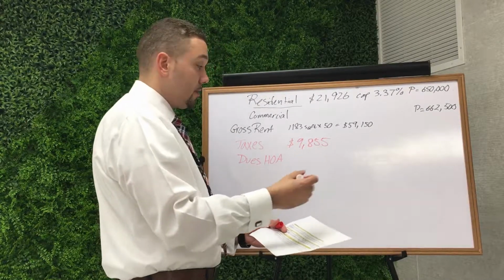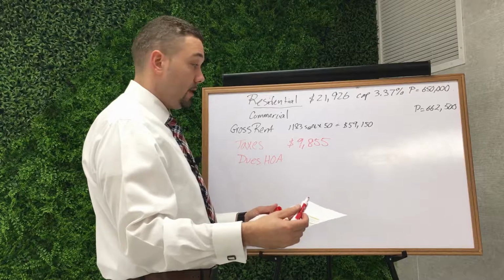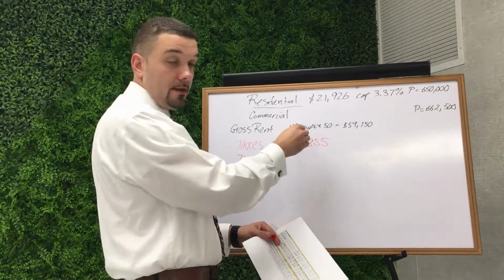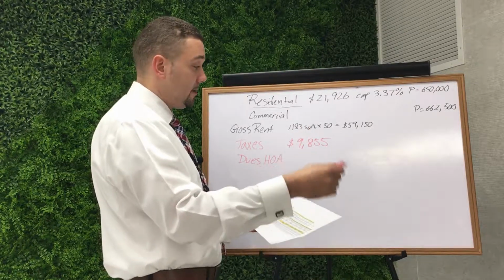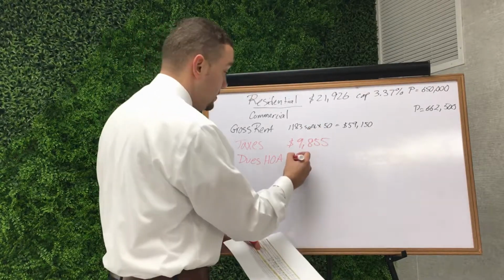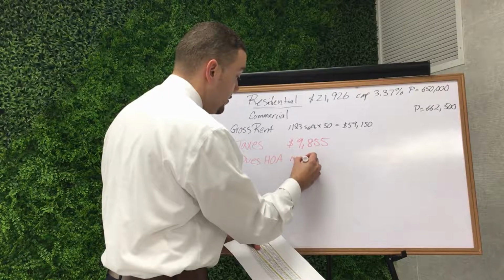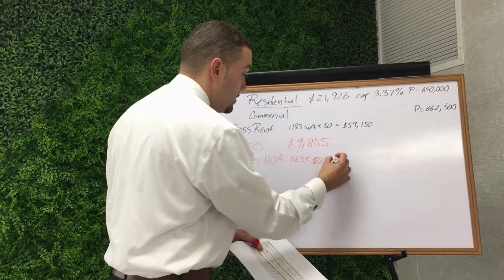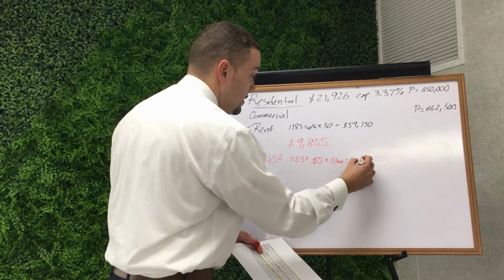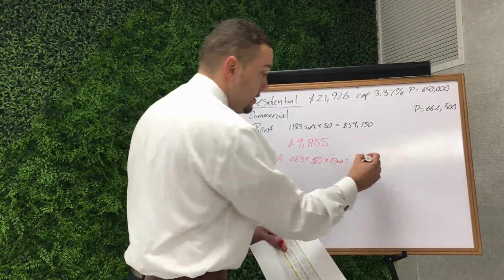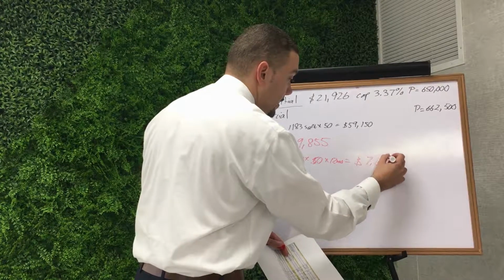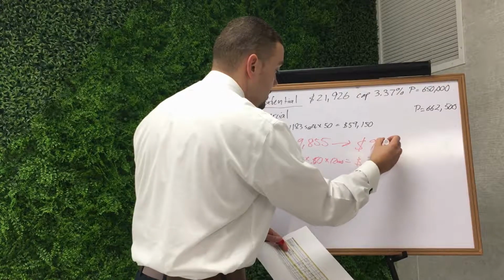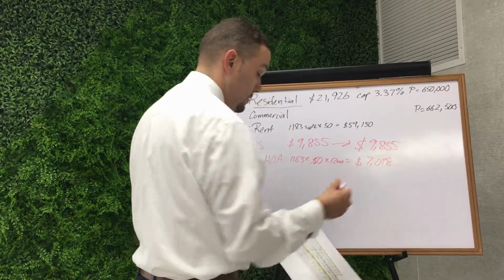The HOA dues are 50 cents a square foot for the year. So essentially, if we take this number, 1183, multiply that by 50 cents, multiply it by 12 months, so 1183 times 0.50 times 12 months, that is going to give us, for the whole year, $7,098. Again, I'm going to carry the taxes over here, $9,855.